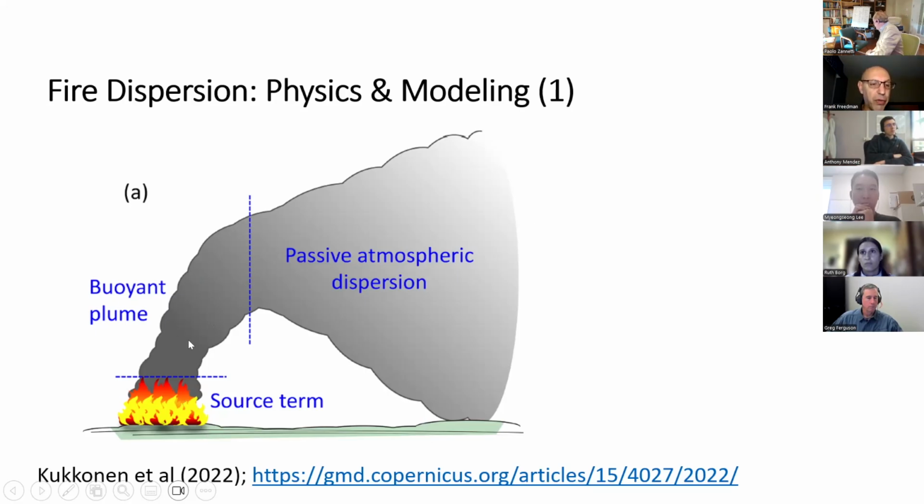So in a fire, this buoyant plume can be quite large, and therefore special treatments in a fire model would have to be made to capture that part compared to a Gaussian model, which, oops, let me go back.